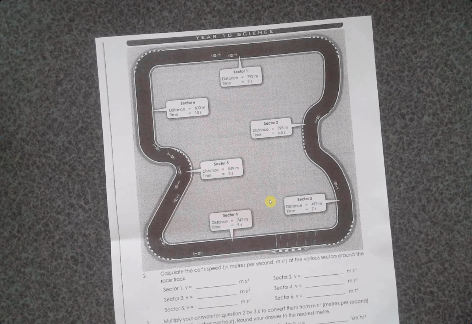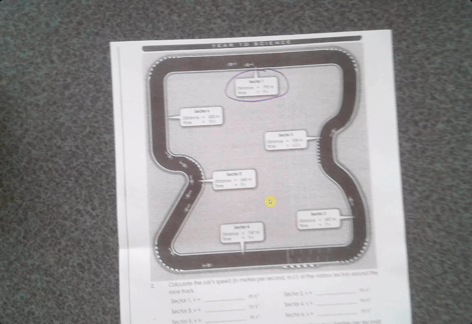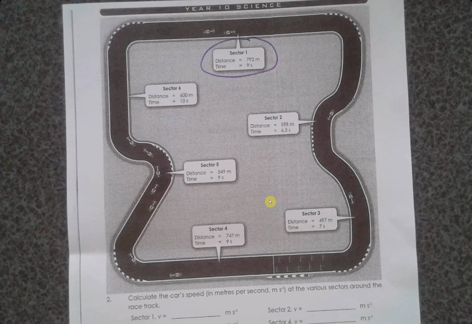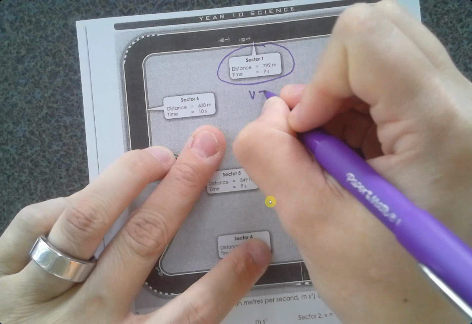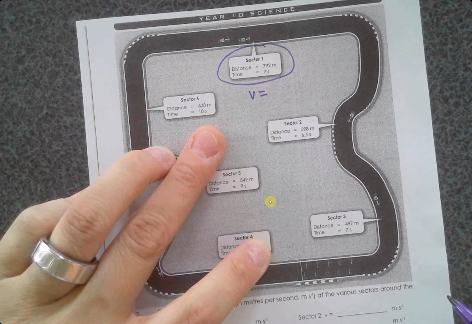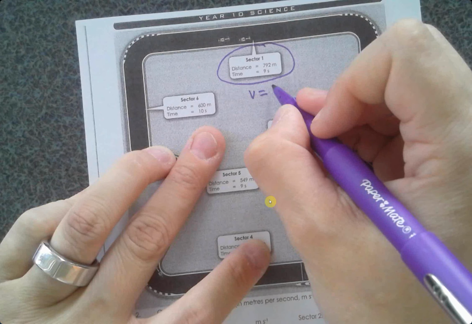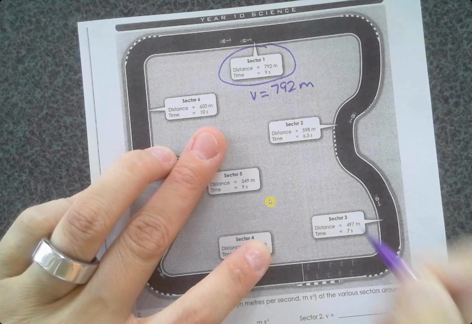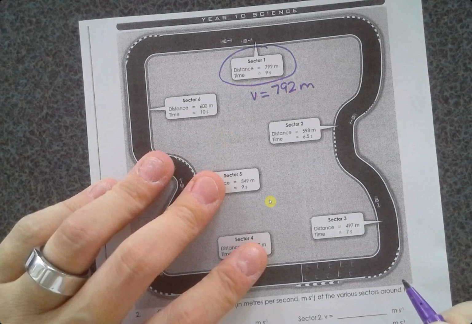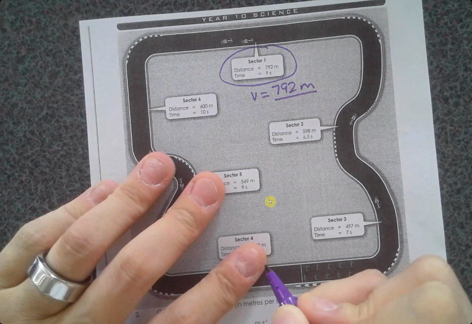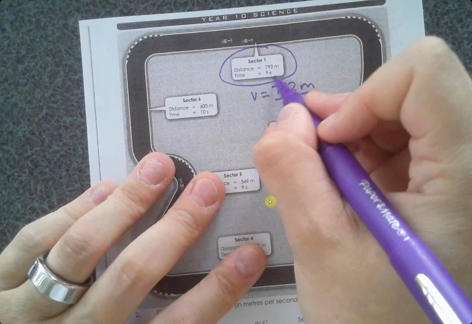All right, I will do section 1 as the example, and then you guys will be able to do the other 5 sections. So, if I want to calculate the velocity, I need to take the distance and divide it by the time. So in this case, my distance is 792 meters. So I write that down. And then I will divide it by what number? 9, because you see how it says 9 seconds with that time.